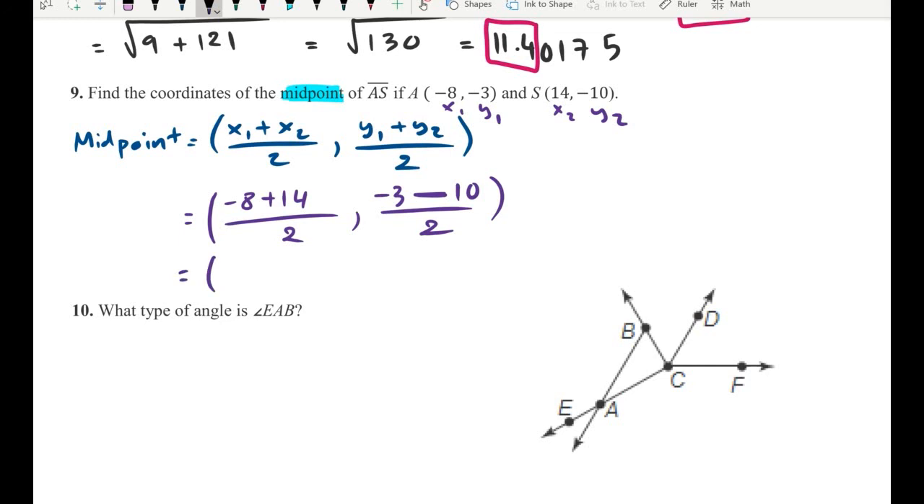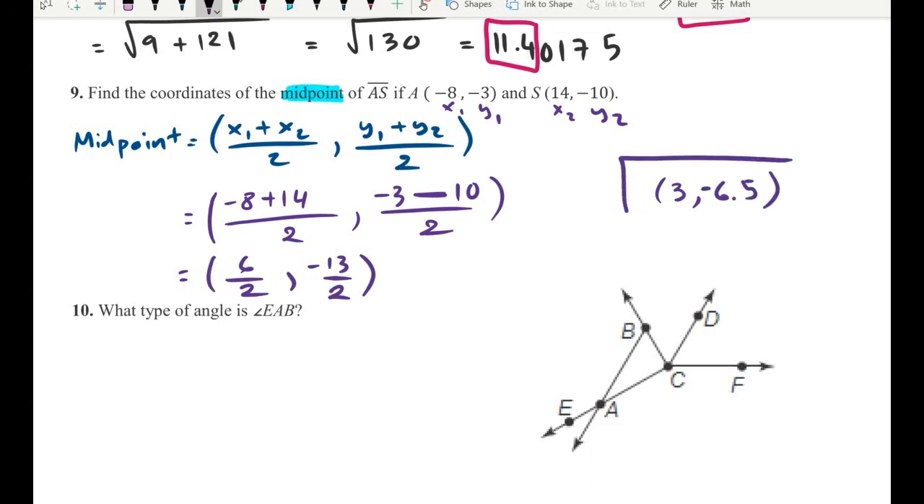Negative 8 plus 14 is 6, divided by 2. And negative 3 plus negative 10 is negative 13, divided by 2. So that will give me 3 comma negative 6.5. 3 comma negative 6.5 is the midpoint of A and S.